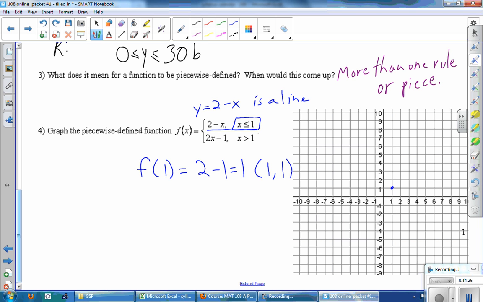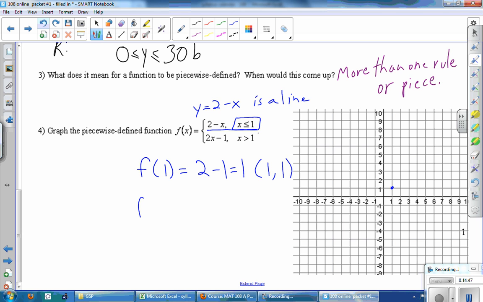And then we need one other point here. So one easy point is the y-intercept. The y-intercept is 2 in this case. I don't like to have my points for a line so close together, so I'm going to pick a point that's maybe a little bit further away. I'm going to kind of arbitrarily choose -5. Just got to make sure you're picking x's that are less than or equal to 1.